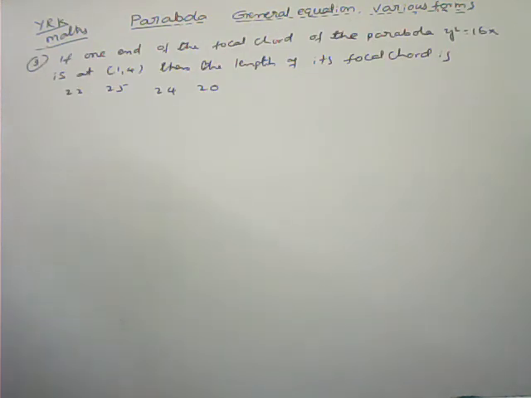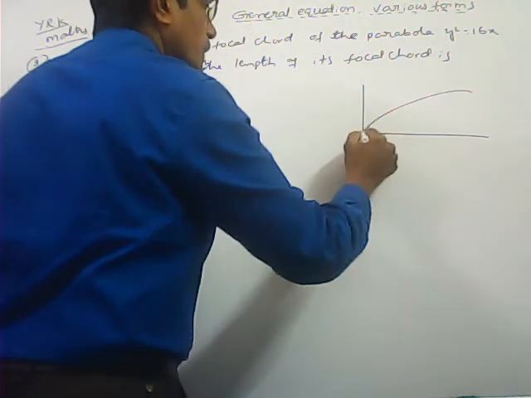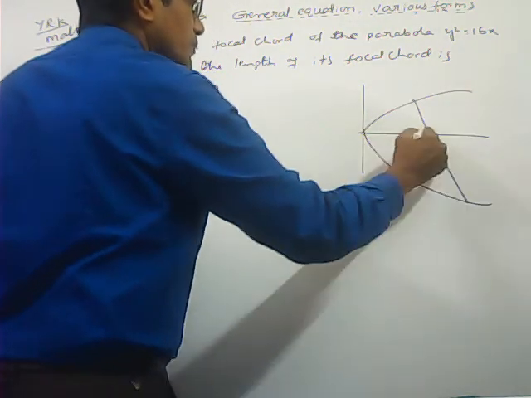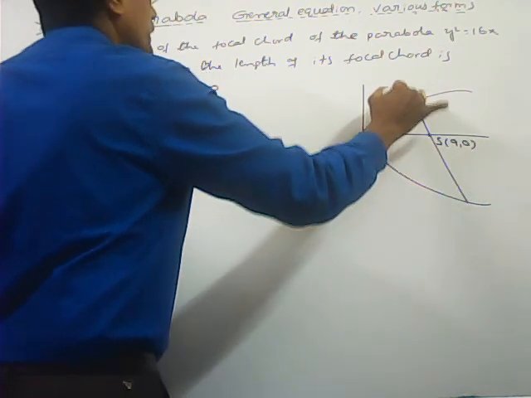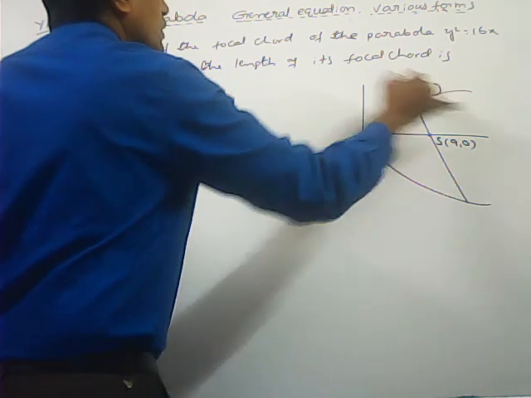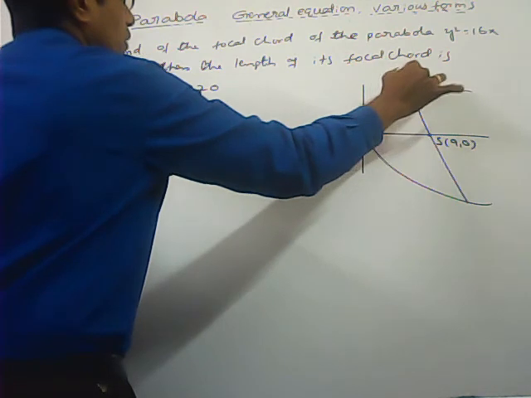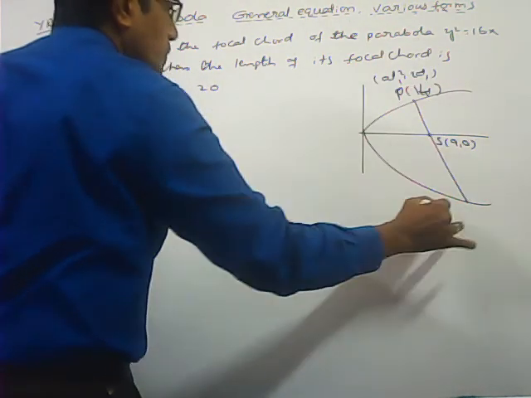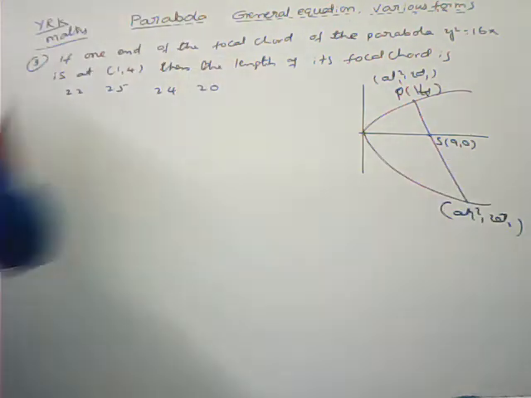This was asked in 2019 also. If one end of the focal chord of the parabola y square equals 16x is at (1, 4), the end coordinates of a focal chord are given. Here P(1, 4) is given. If it is t1, then the point is (at1 square, 2at1), and the other end is (at2 square, 2at2). Already we have done this previously.